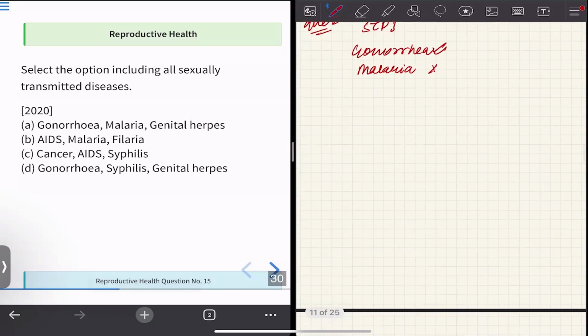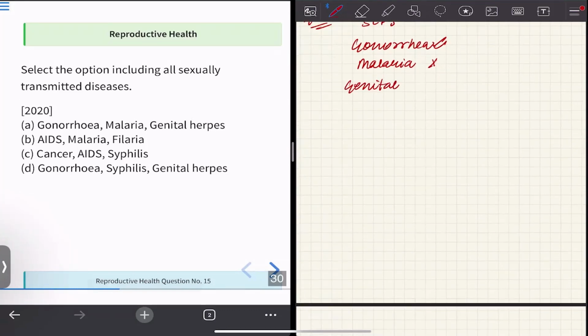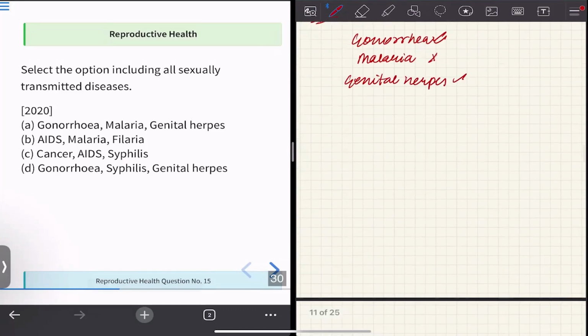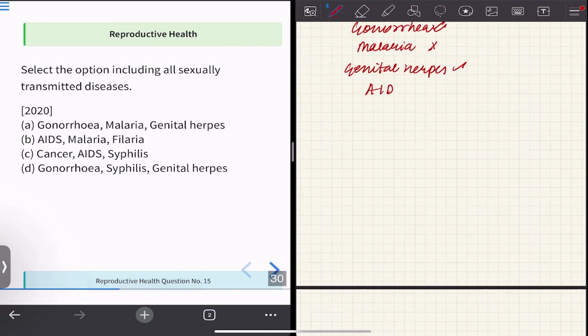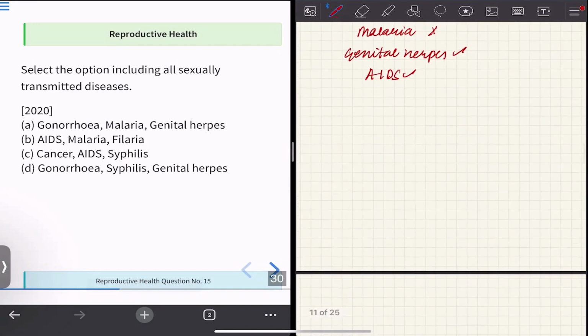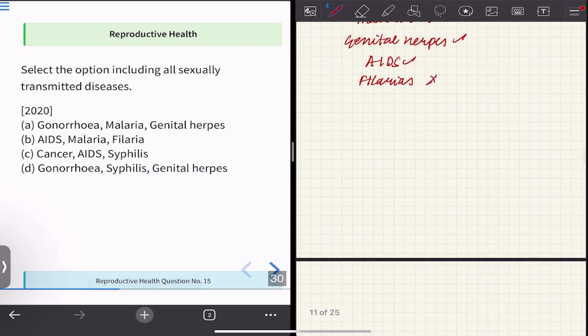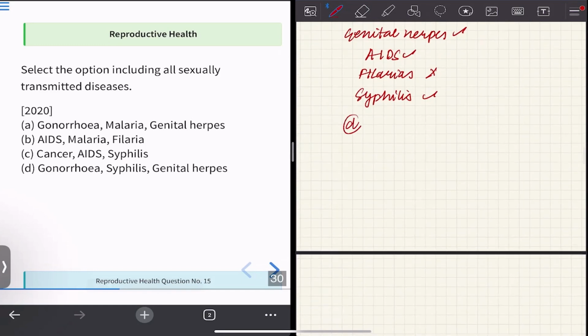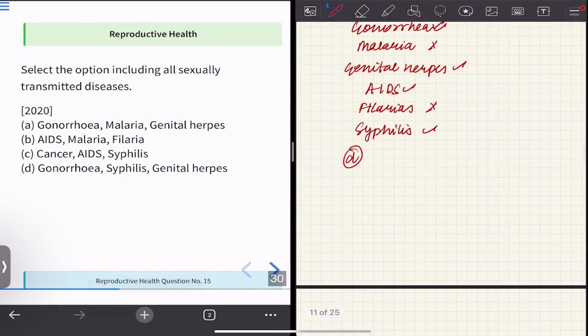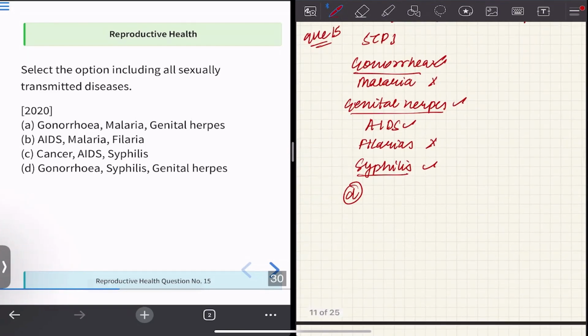Then we have genital herpes. Yes, it is transferred by sexual contact. AIDS is transferred by sexual contact. Filariasis is not by sexual contact. Then we have syphilis, which is transferred by sexual contact. Correct answer is option D. We have gonorrhea, syphilis, and genital herpes. All of these three are transferred by sexual contact.